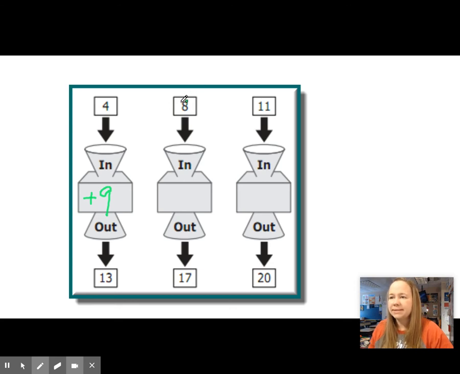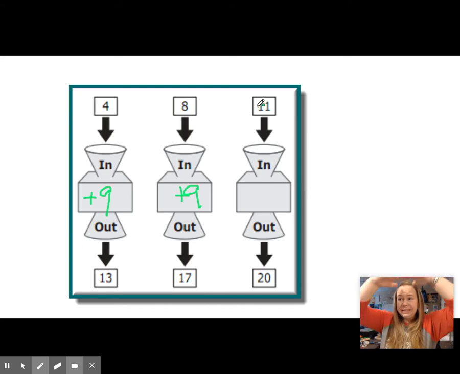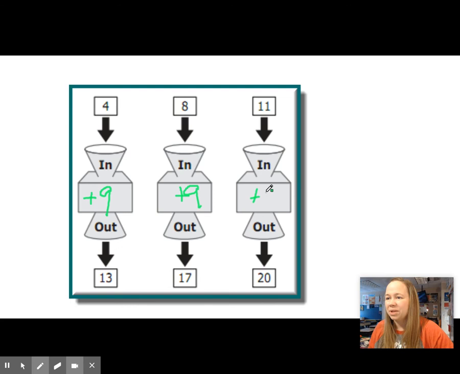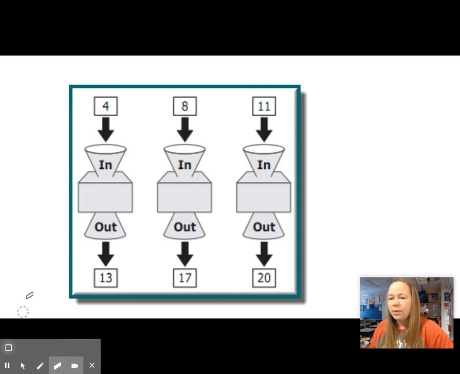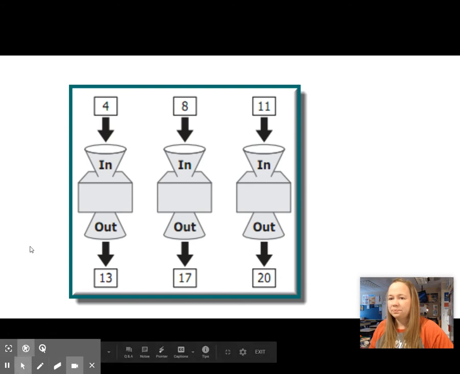How about this one? Is it the same? 8? And out comes a 17. Oh, that's plus 9. And how about this? 11. Push it in. And out comes a 20. Yep, that's also plus 9. All right, sometimes they can look different. They don't always look exactly the same.